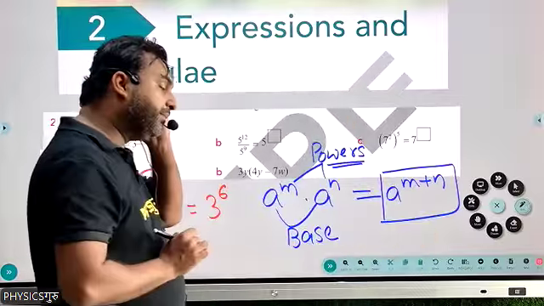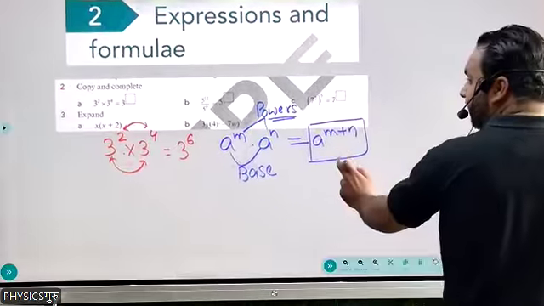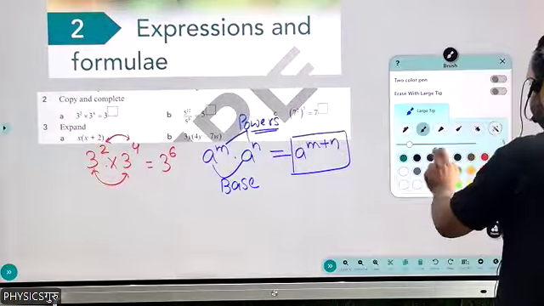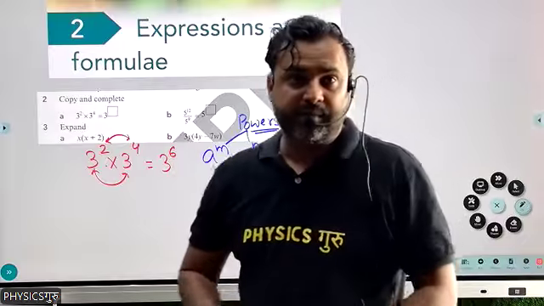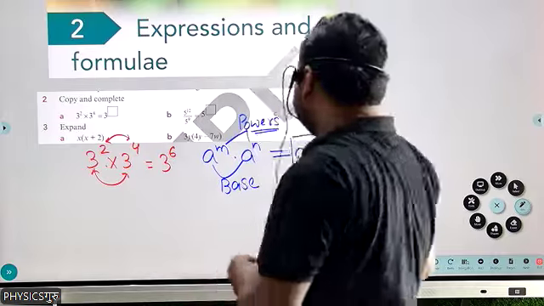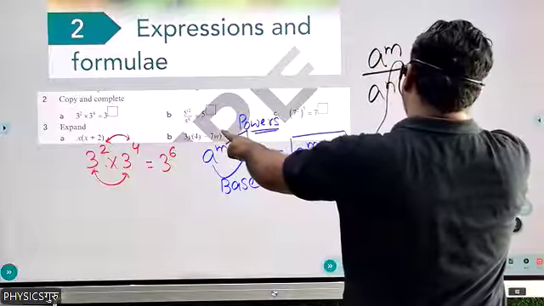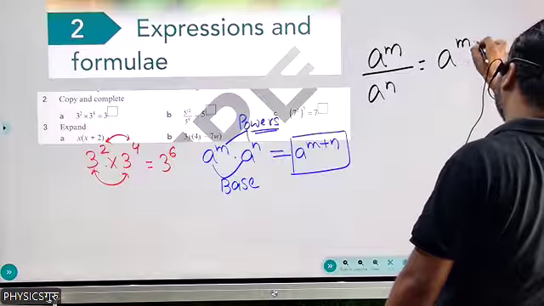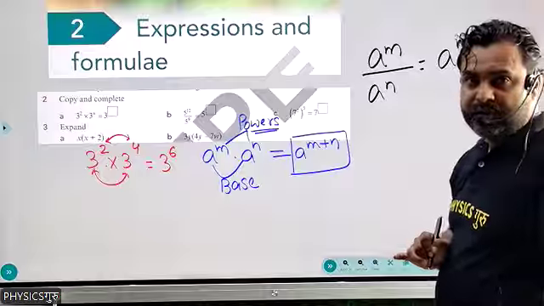So this is rule number 1. Rule number 2 says that a raised to the power m over a raised to the power n is nothing but a raised to the power m minus n. We have to take the difference of these two powers.